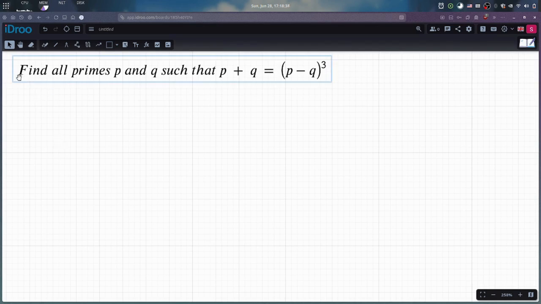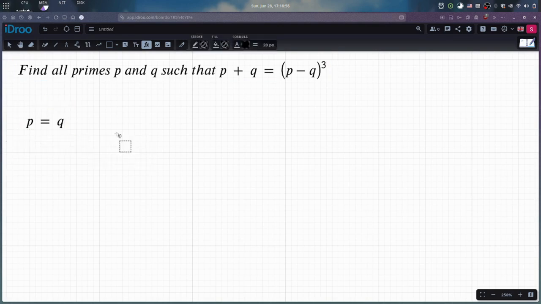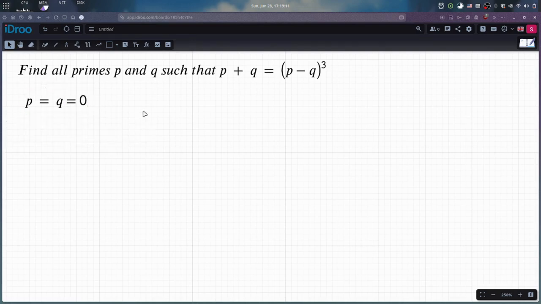So the statement is such: find all primes p and q such that p plus q is equal to (p minus q) cubed. So let's begin. First of all, let's consider the first case, where p equals q. This is quite trivial, it doesn't work, because p minus q would be 0, and therefore p plus q is equal to 0, which is only possible when p and q are equal to 0, and 0 is not a prime number. Therefore this won't work.